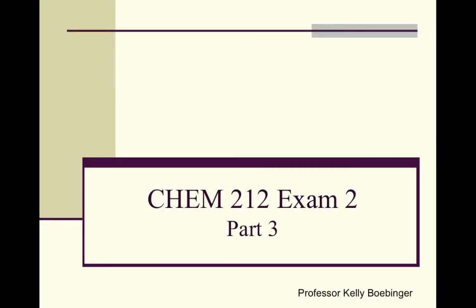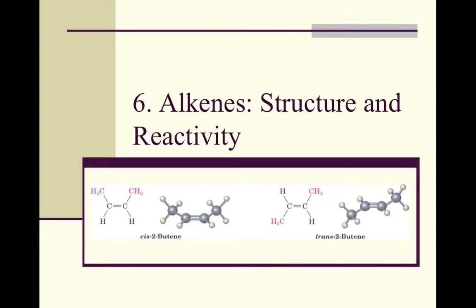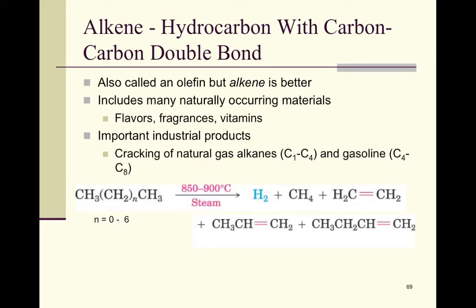Chem 212, Exam 2 Material, Part 3. Alkenes, Structure and Reactivity. An alkene is a hydrocarbon with a carbon-carbon double bond. They're also known as olefins, but the name alkene is much better. It includes many naturally occurring materials, such as flavors, fragrances, and vitamins.